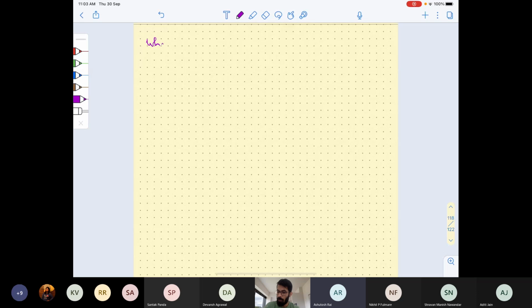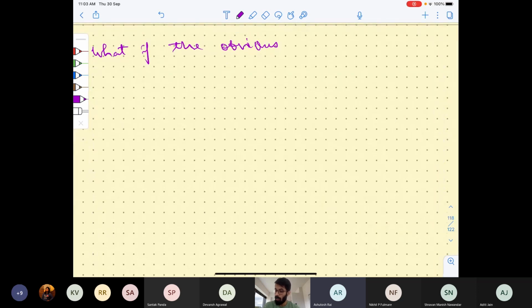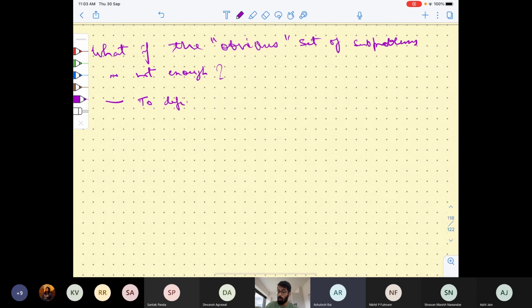Today's topic is: what if the obvious set of subproblems is not enough? And we'll see what we mean by that. Basically what we'll need to do is to define a richer, or a larger, set of subproblems. This is what we'll illustrate through these problems called subset sum and knapsack. But let's start first with subset sum.